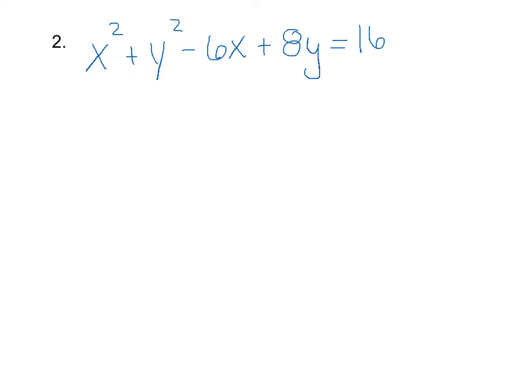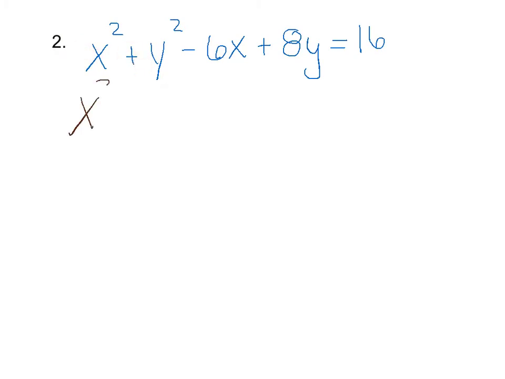All right, so we have x squared plus y squared minus 6x plus 8y equals 16. So I added a few more terms in for you. We're going to do the same idea. We're going to group the x's together and the y's together. Recall that I still have a circle. I have an x squared and a y squared. Coefficients are 1 and 1, so we're still in good shape.